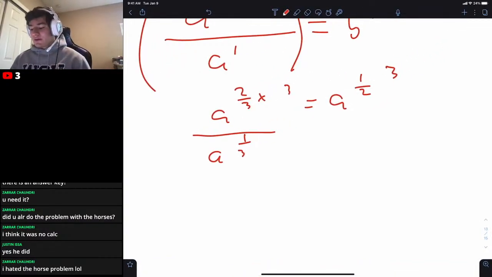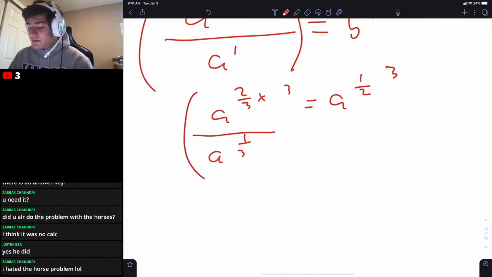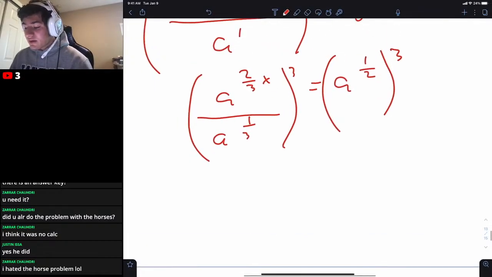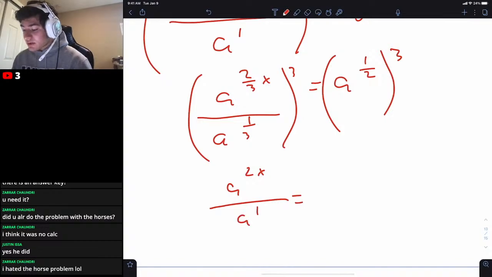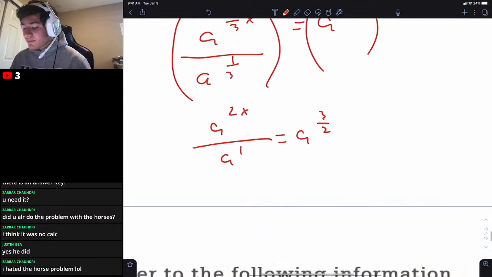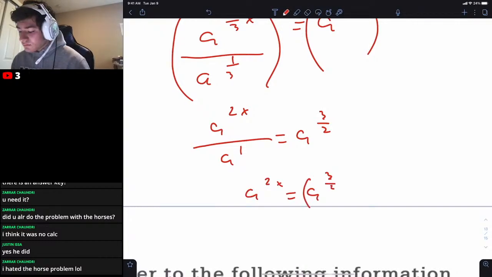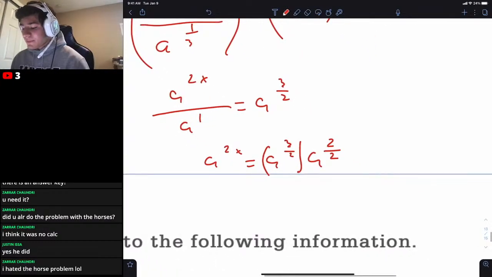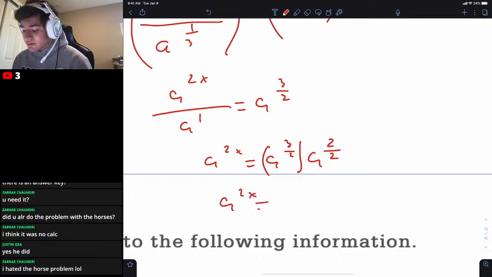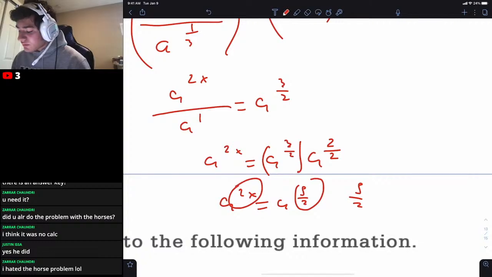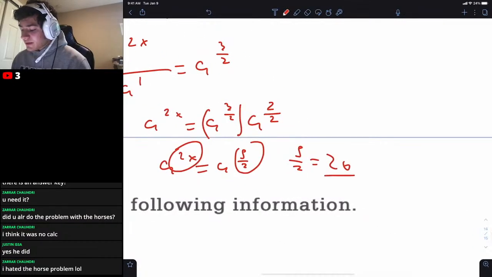So what's going to happen here is we're going to have everything to the power of 3, right? So then we get a to the 2x over, and then 3 times 1/3 is 1. A to the first is equal to a to the 3/2. And then when I multiply a to the 1 to the other side, a to the 2 over 2, right? Because 2 over 2 is 1. You add exponents when you have same base. So a to the 2x equals a to the 5 over 2. Then we get 5 over 2, right? Has to equal 2x. Divide by 2. So x is 5/4.